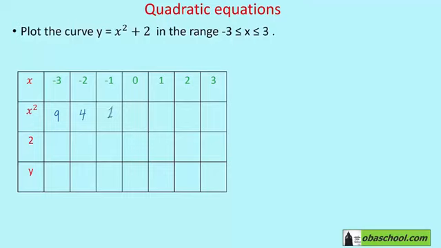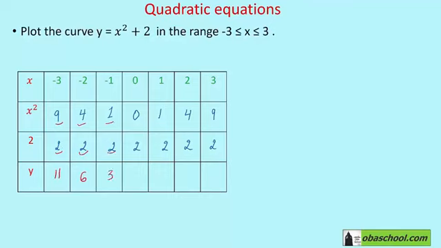variables. Now, when x is equal to minus 3, x squared is going to be 9. When it's equal to minus 2, it's going to be 4. And it's going to be 1, 0, 1, 4, and 9 respectively. And of course, 2 is going to stay the same since it doesn't depend on the variable. Now, y is the sum.